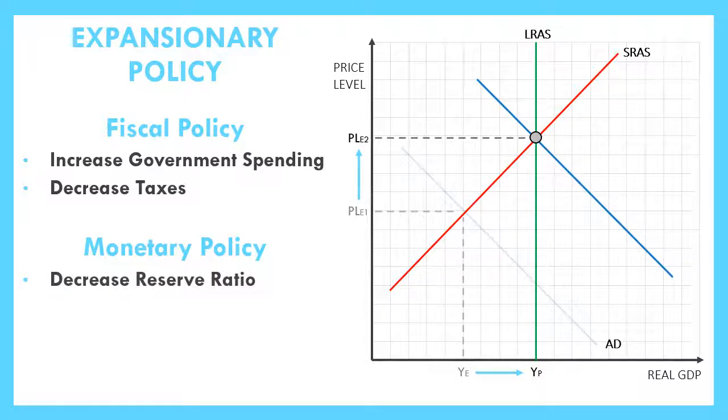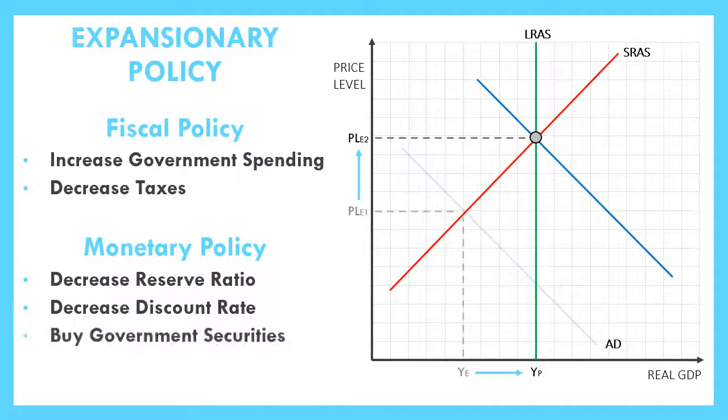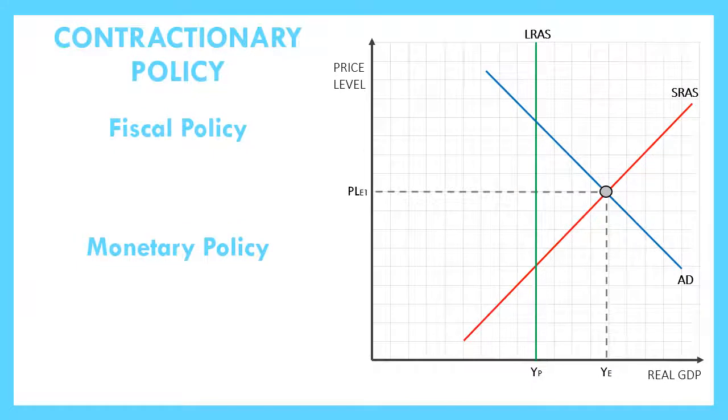The monetary policy actions that could be taken would be decreasing the reserve ratio, decreasing the discount rate, or buying government securities. Any one of those three things would end up increasing the money supply, causing interest rates to fall, encouraging investment, which causes an increase in the I of our GDP formula, causing Y to increase.